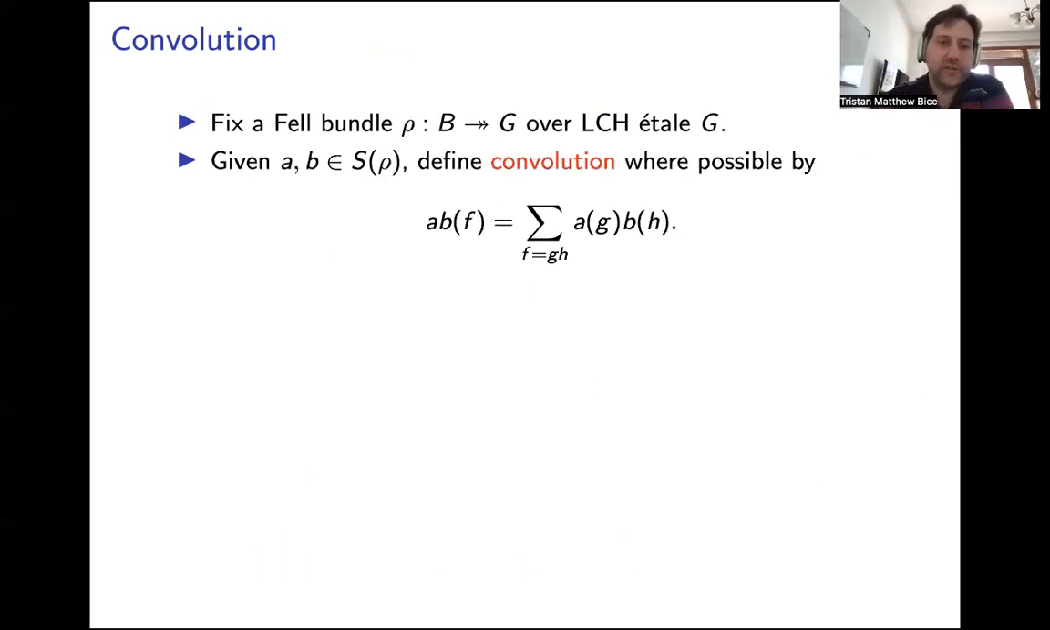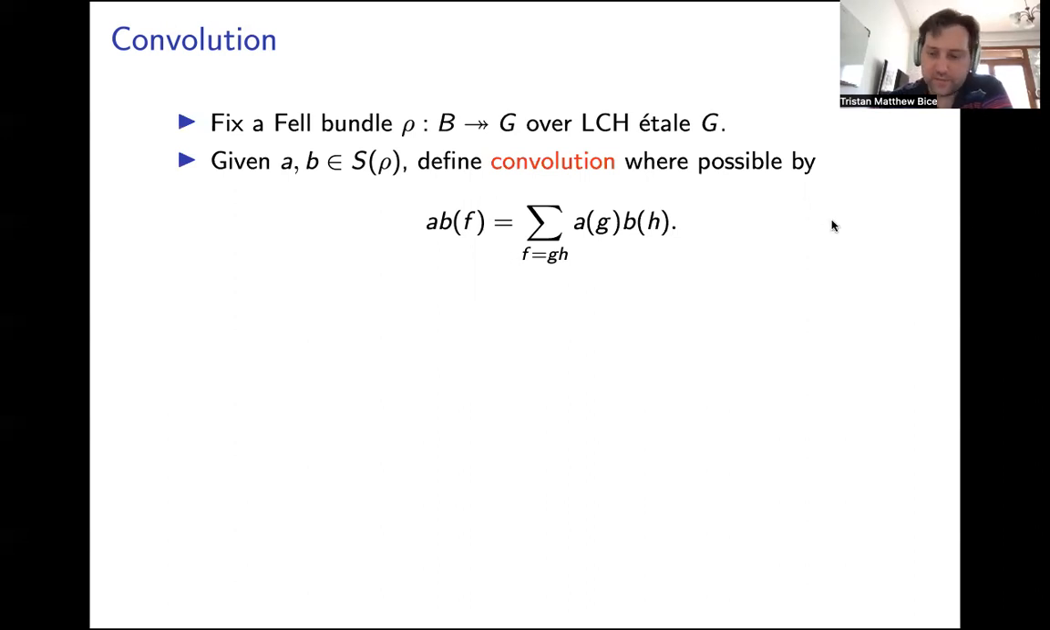How do we define convolution? Well, we do it in exactly the same way as before. We have two sections. These are just arbitrary sections of the groupoid. And you say the value at f is just the sum of these values a(g)b(h), where the g's and h's range over all groupoid elements whose product is f.